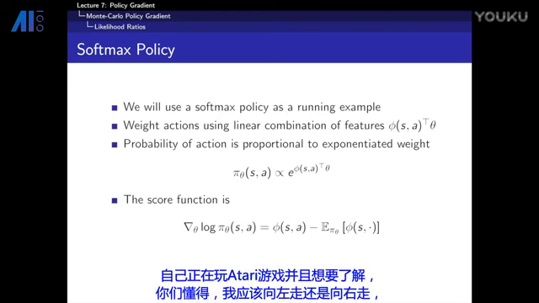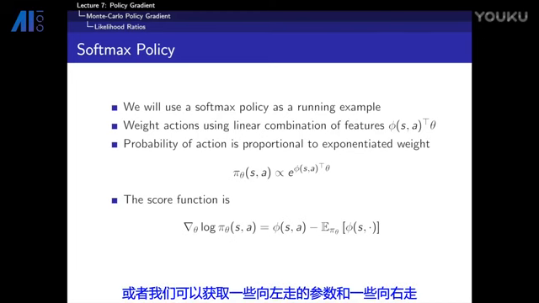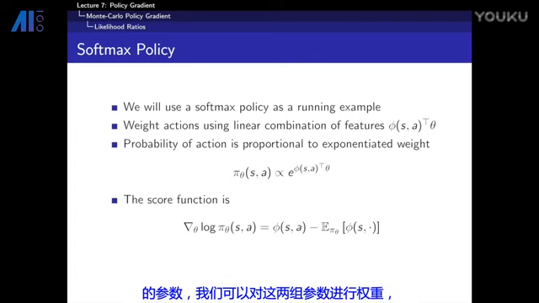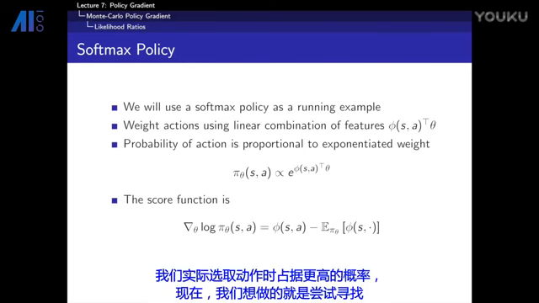So imagine we're doing Atari, and we want to know, should I go left or should I go right? Well, we'd have some features of going left, and we'd have some features corresponding to going right. We would weight each of those, and whichever one scores more highly when we make this weighted sum would get higher probability when we actually come to pick these actions.